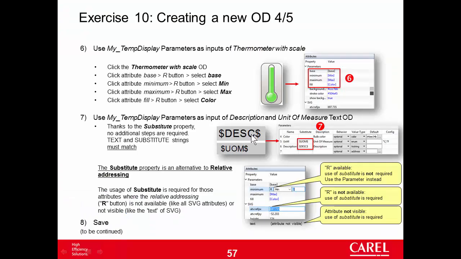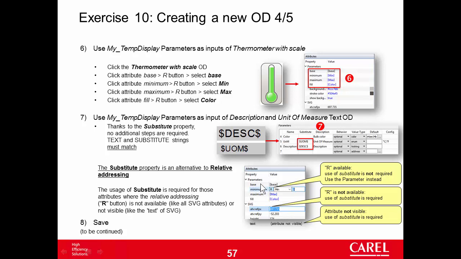Next step, we have to show here and here in these two texts the description and the unit of measure. This step is at the same time the easiest but also the most complicated. The easiest because there is nothing to do. It is automatic thanks to the substitute property, this one. It is the most complicated because we have to understand what the substitute is, what its purpose is and how it works.